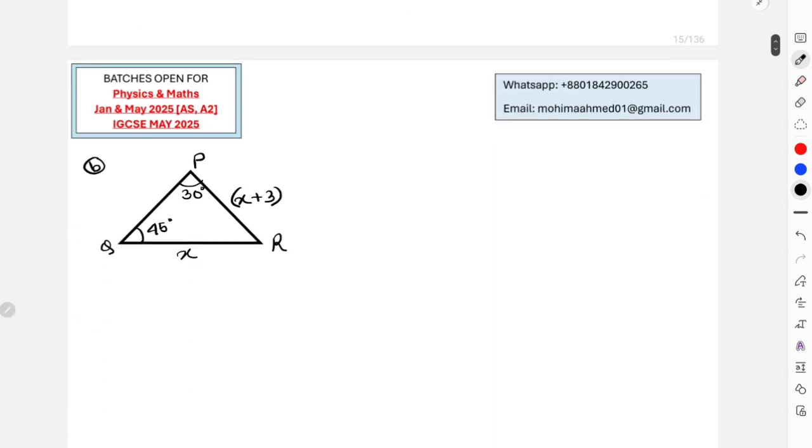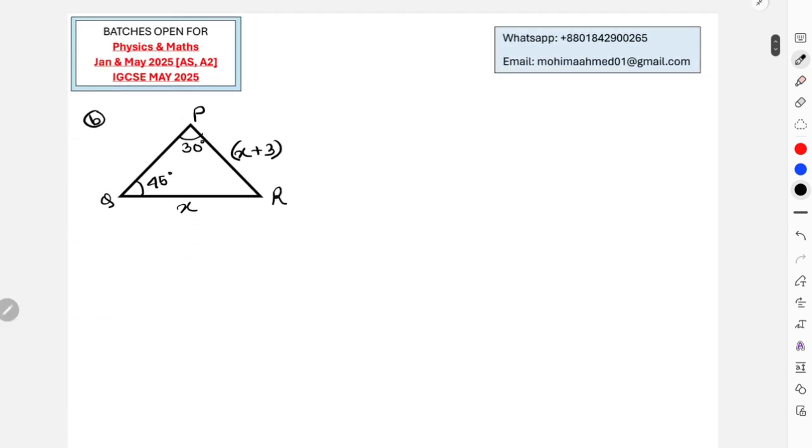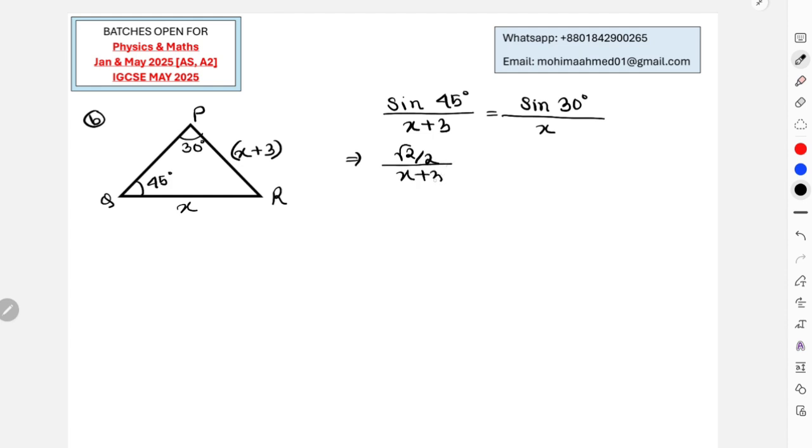Okay, in that case for part B, now I'm going to start with sine 45 over x plus 3, this is equals to sine 30 degrees over x. Sine 45 and 30 have their own corresponding values. So sine 45 is root 2 by 2 divided by x plus 3, and sine 30 is half. So this is half x.